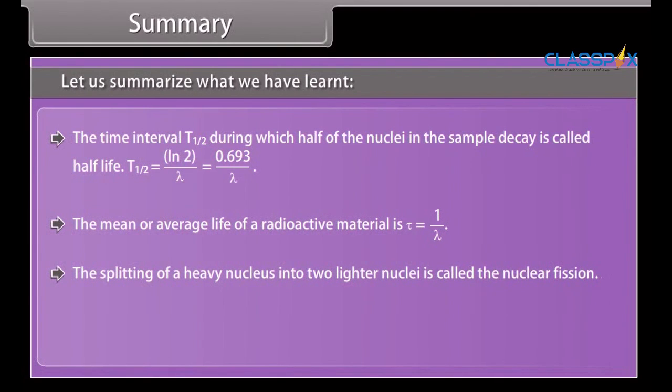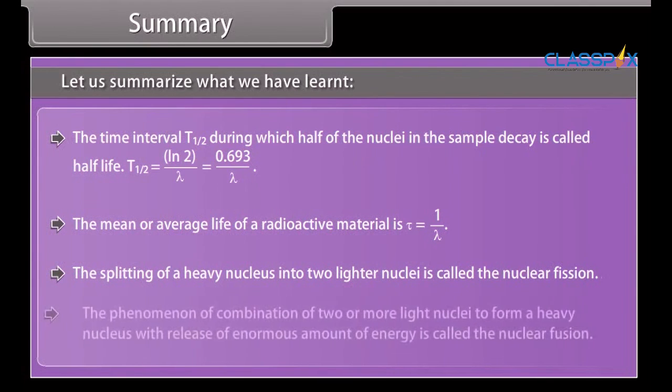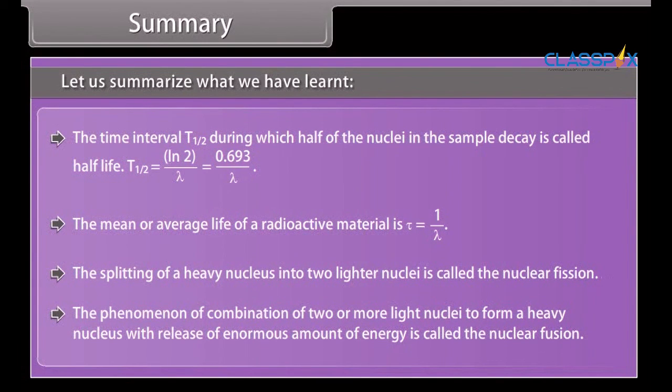The splitting of a heavy nucleus into two lighter nuclei is called the nuclear fission. The phenomenon of combination of two or more light nuclei to form a heavy nucleus with release of enormous amount of energy is called the nuclear fusion.